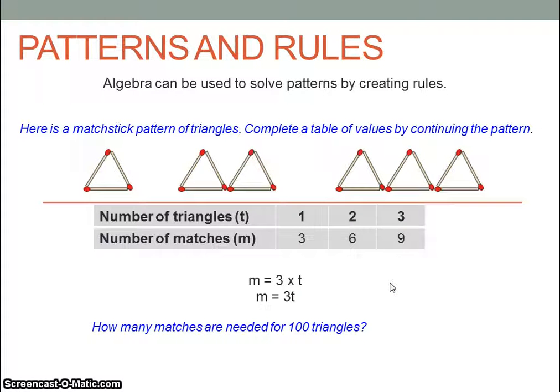So if we were asked how many matches we need for 100 triangles, we can use our rule by just saying t equals 100, and so we can say our rule is m equals 3t, so m equals 3 times 100, so that means that we need 300 matches to make 100 triangles.